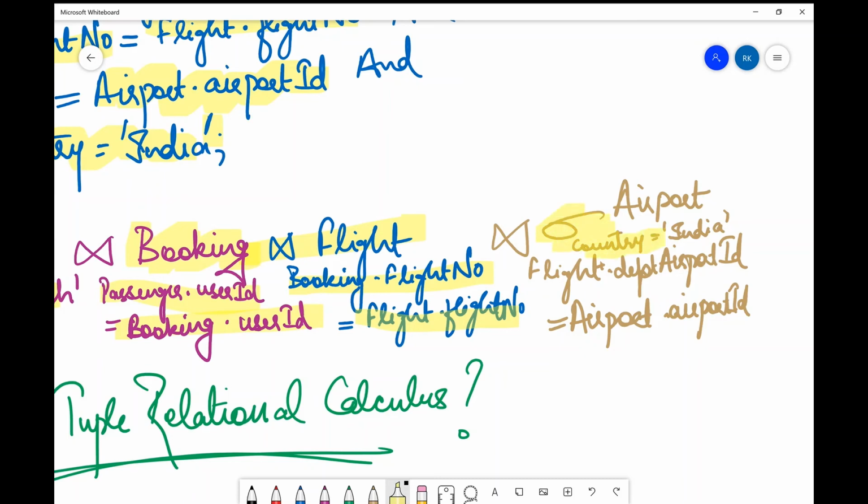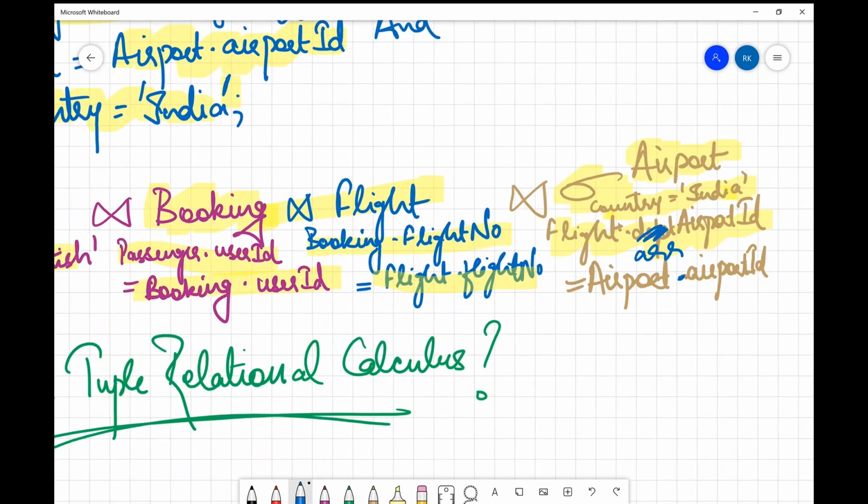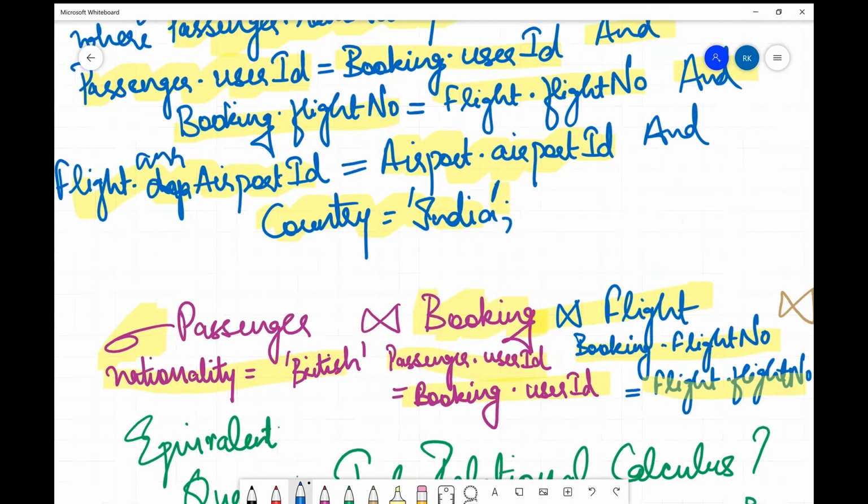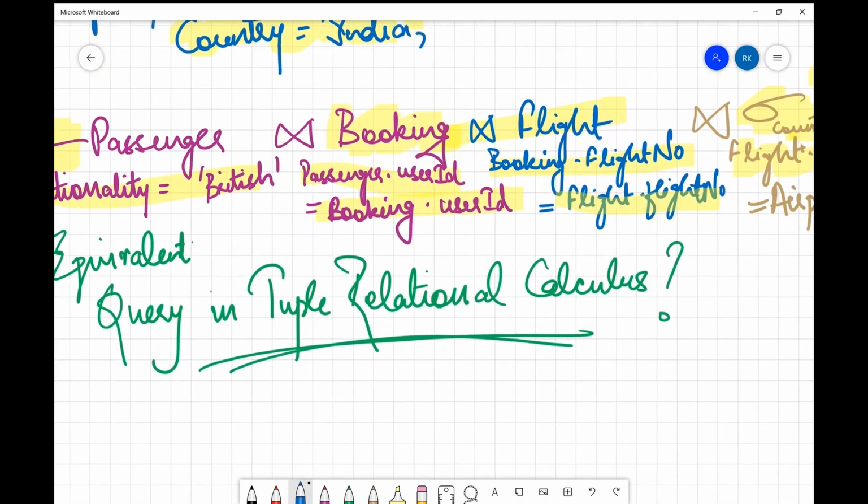I select country equals India. So I just join it with those records. Okay, so I say select all the airports where country equals India, and then I join it with the left hand side with the join condition, flight dot departure airport ID, which should be arrival airport ID over here. Arrival airport ID equals airport dot airport ID. So this is how we perform it using relational algebra.